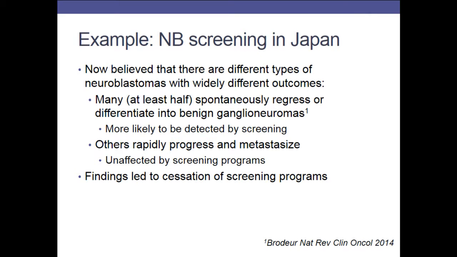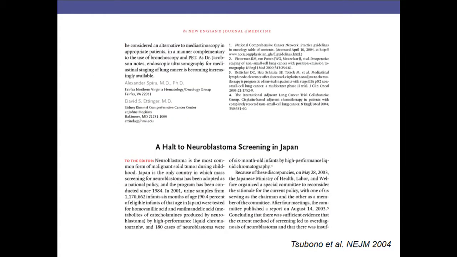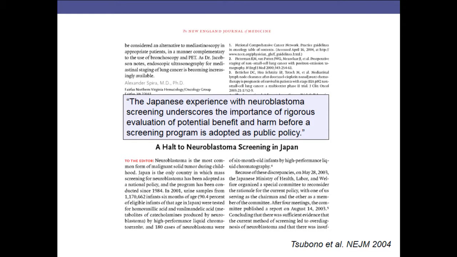Partly due to these studies, we now understand neuroblastoma a little better, and we realize that there are actually different types that have different paths, and probably at least half of them spontaneously regress or differentiate into benign ganglioneuromas. Unfortunately, these were the ones that were mostly being detected by the screening program. The ones that rapidly progress and metastasize were unfortunately harder to detect by screening. So once we understood this, all these screening programs were halted. And in 2004, some Japanese physicians wrote a letter to the editor in the New England Journal of Medicine describing this experience. They highlighted that this experience underscores the importance of rigorous evaluation of potential benefit and harm before a screening program is adopted as public policy.